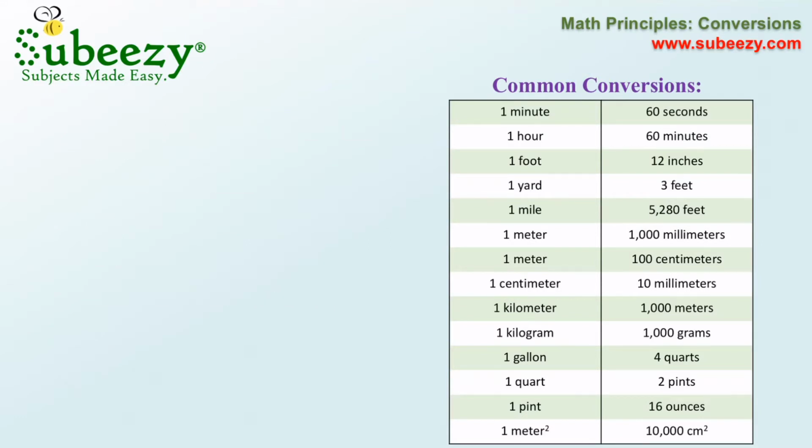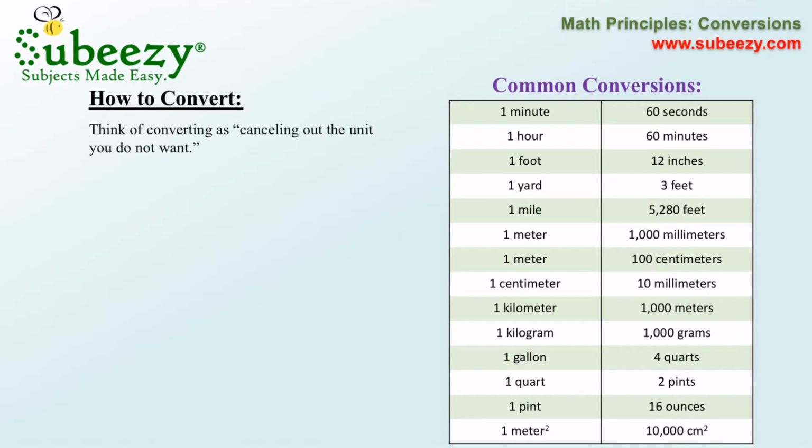Think of converting as canceling out the unit that you do not want. For example, how many inches are in 7 feet? Well, we want to go from feet to inches. So we want to cancel out feet. To do this, we want to divide 7 feet by feet. When you have one unit in the numerator and that same unit in the denominator, they cancel out.